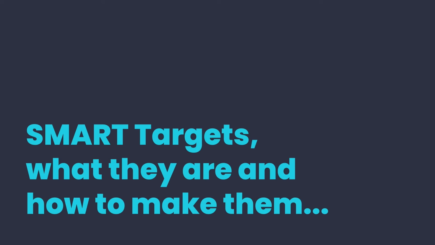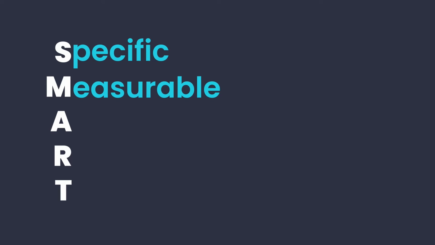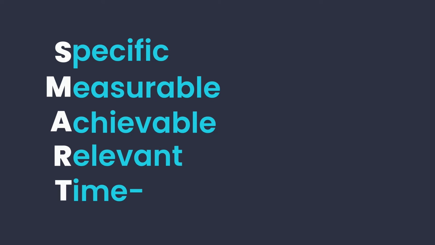The next stage is setting SMART targets. We are going to cover what they are and how you can make them. SMART targets are a type of goal setting that helps your goals to be more achievable. This is done by making sure that the goal is specific, measurable, achievable, relevant, and time-bound.